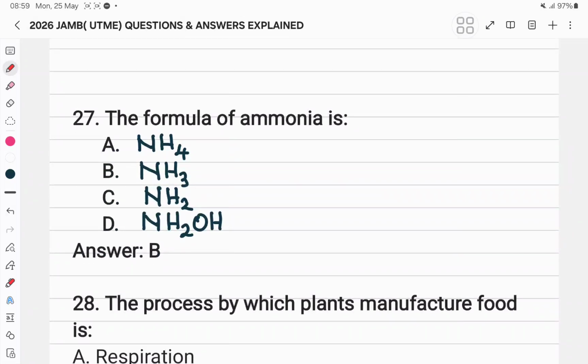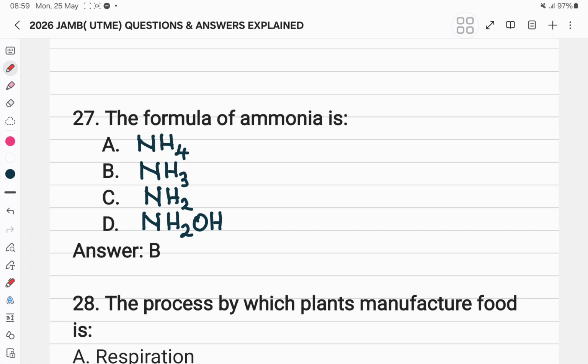Question number 27. What is the formula of ammonia? The answer is B, NH3. NH4 does not exist except as an ion, so it doesn't exist as a molecule in that form. So it is not correct. NH2 is not a molecule as it is. NH2OH does not exist. So the correct formula for ammonia is B, NH3.